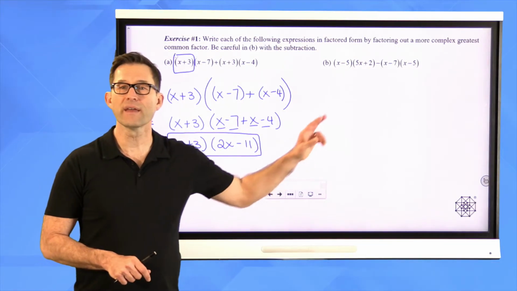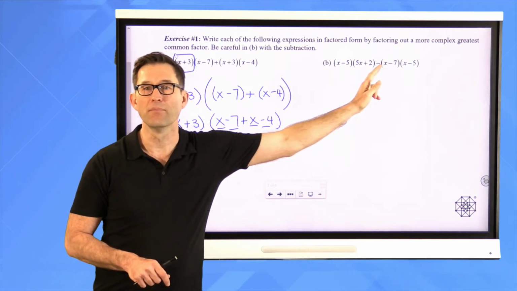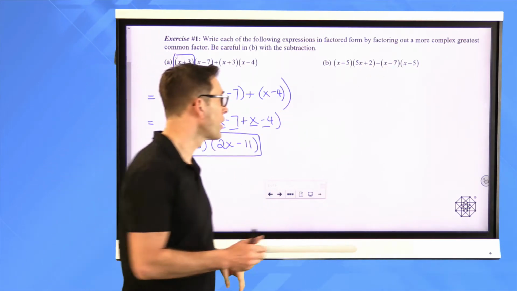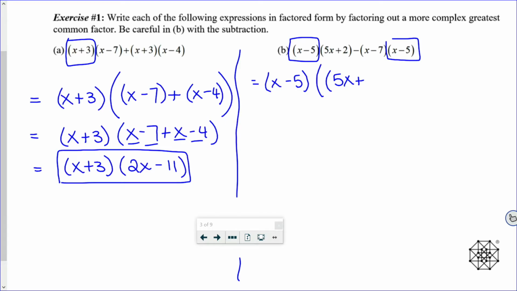All right, well, just like in letter A, we have x minus 5, which is a binomial multiplying both of these two. So let's start by factoring that x minus 5 out of this larger expression. Now again, I want to be very careful. Notice how I'm leaving the parentheses around the 5x plus 2 and the x minus 7.